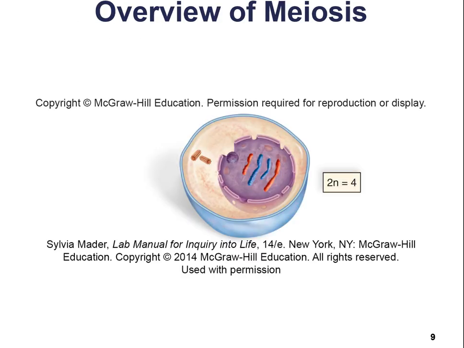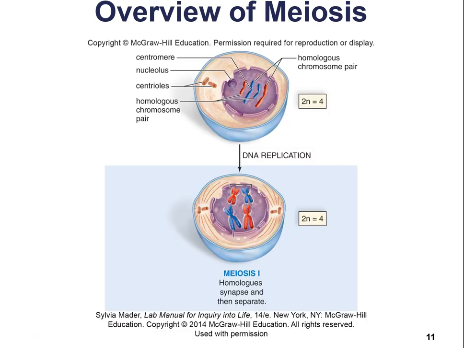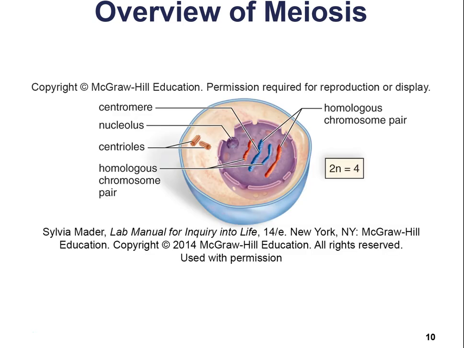Okay, so let's look at some pictures in terms of this overview. Again, this is just an overview, and then we will go through the stages in a little more detail. I guess I can go back this way. All right, so this is showing you a cell here. 2n equals 4. So again, in our cells, we have 23 chromosomes, okay? And 2n would equal 46, right?